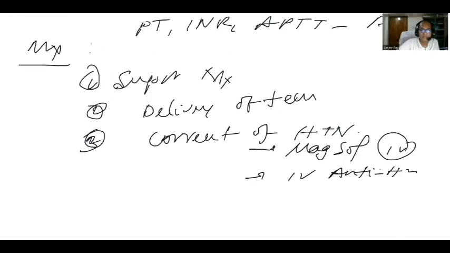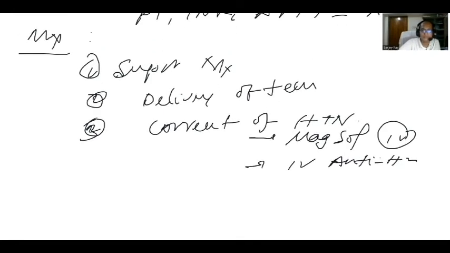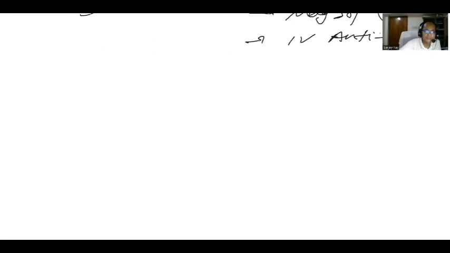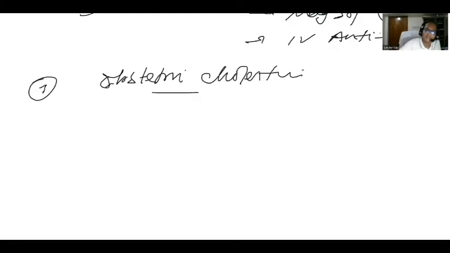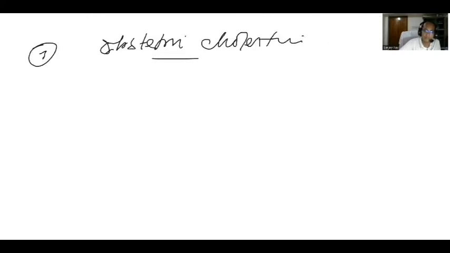So these are the points of management of HELLP syndrome in short. And number 3, obstetrical cholestasis. Cholestasis, stasis of bile during pregnancy.